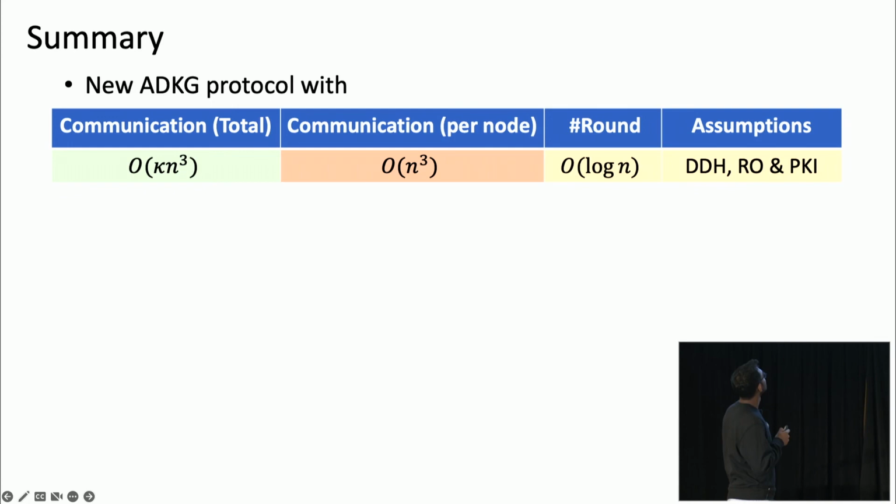Okay, this should be computation. The worst case computation per node is order n cube, but in practice it takes only order n square computation. We have log n rounds in theory, but in practice it takes about order one rounds.